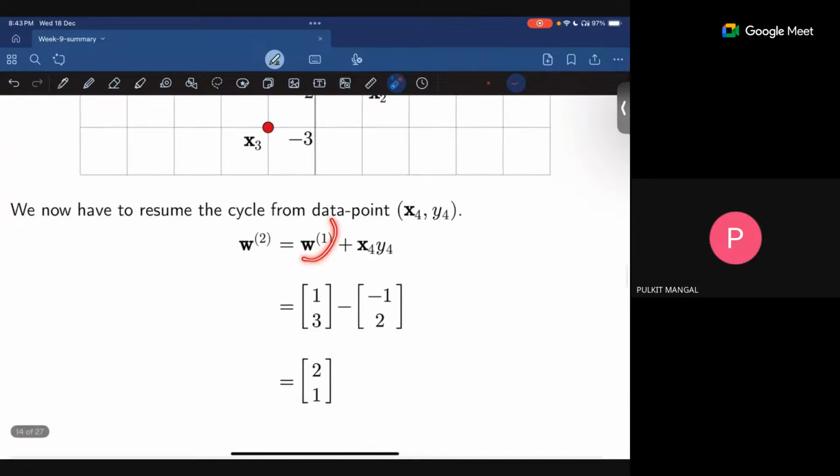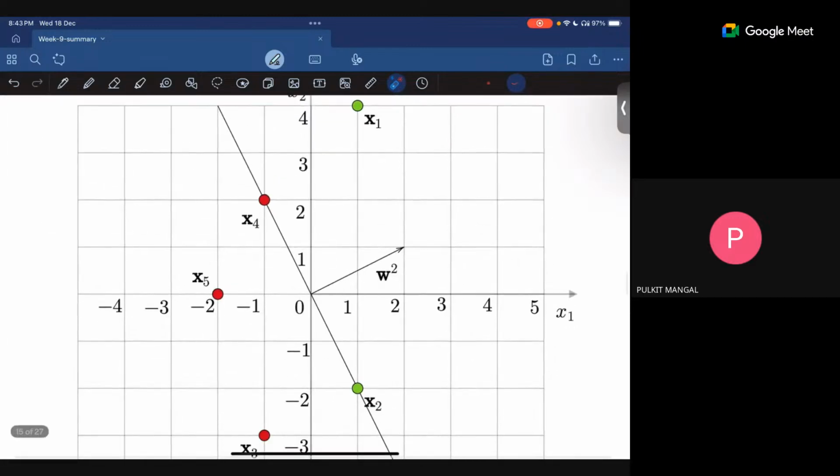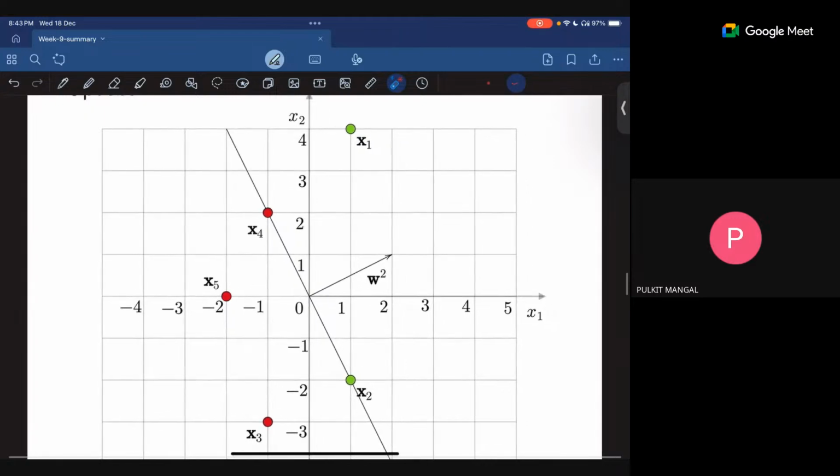So the weight vector which makes the mistake is 1, 3. The data point at which it is a mistake is -1, 2, and the true label of the data point is -1. One thing to remember is that we will be using the true label for the update, so that's why this negative sign is here. On simplifying, we get the new weight vector 2, 1. If we again plot it, this is the vector that we will get.